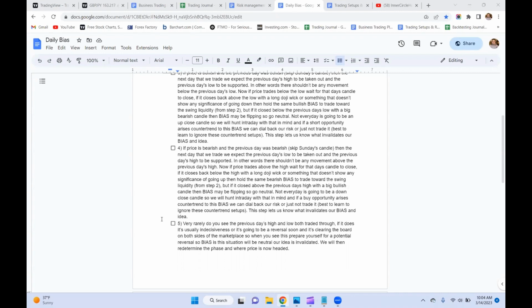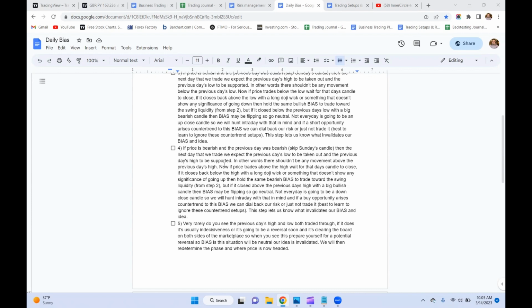Now, just to resume what I was speaking of, if price is bearish and the previous day was bearish, then the next day that we trade, we expect the previous day's low to be taken out and the previous day's high to be supported. In other words, there shouldn't be any movement above the previous day's high.